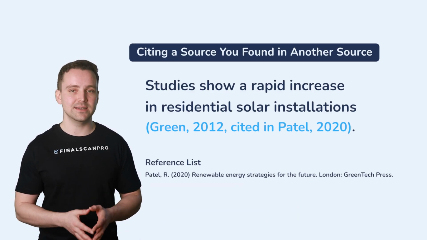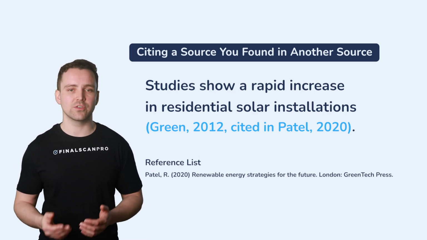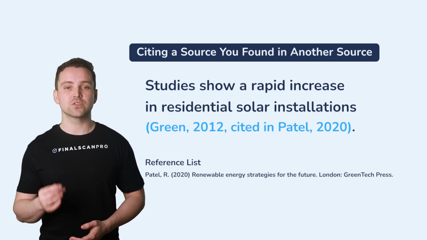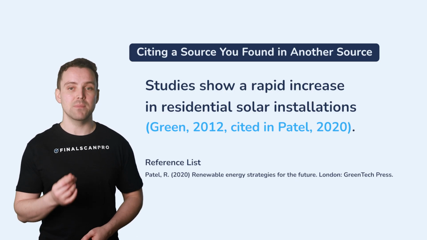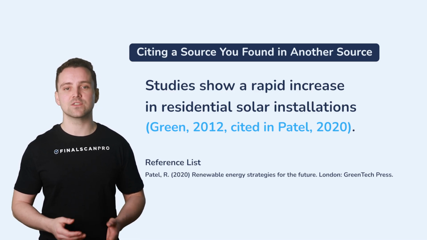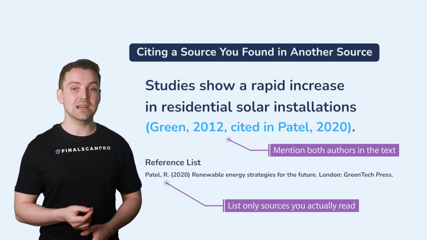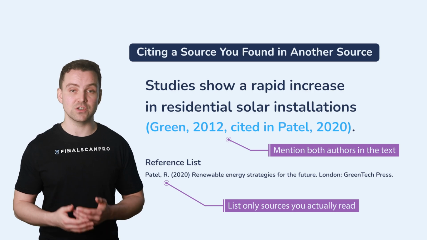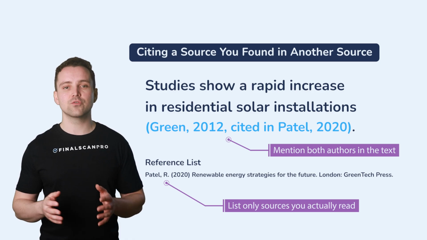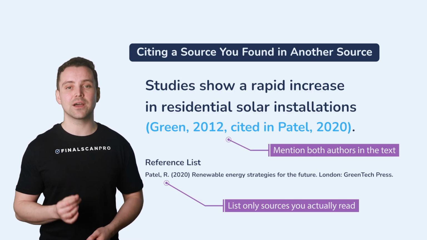Sometimes you will come across an idea or finding that's mentioned in another source, but you can't access the original material yourself. This is called a secondary reference. In this case, you cite the source you actually read, and you mention the original author in the text. For example, Patel's 2020 book discusses findings from a study by Green, published in 2012. You mention Green in the text, but since you didn't read Green's original study, only Patel's work appears in the reference list. It's important to remember that secondary referencing should only be used when the original text is genuinely unavailable.